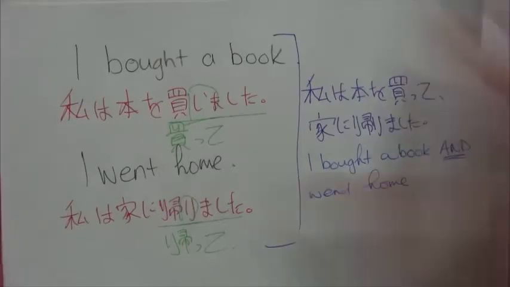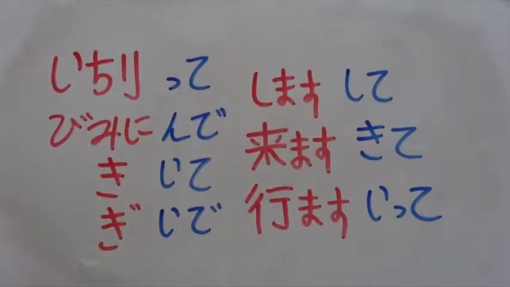Hopefully you've learnt how to use the te form just a bit today. There are heaps of uses for it, but today we just learnt how to use it to link sentences together. Verb 1 and verb 2. Over time, hopefully the song also becomes easy for you to remember, or if you want to remember it in your own way, that's also fine. But here's the song one final time for everyone.